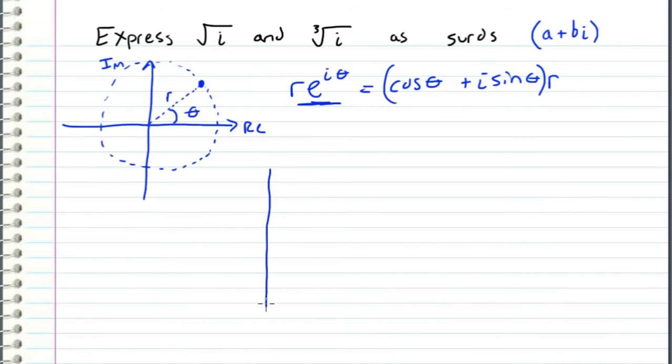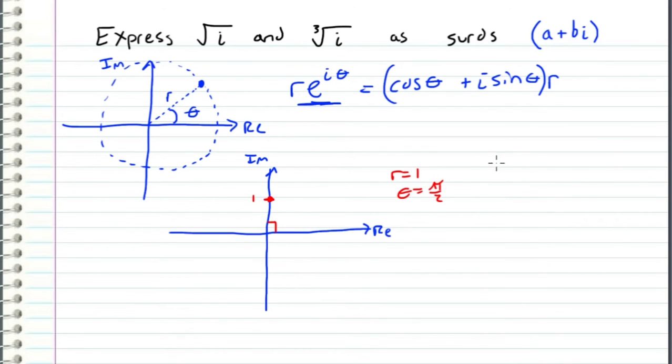So let me draw another pair of axes. So here's another complex plane. We've got the real and imaginary axis. But now let's consider the point i. So i would be right here, this point right here, and we know that i has an r equal to 1 since it is 1 unit on the imaginary axis, and it has a theta equal to pi over 2 because it is perpendicular to the real axis.